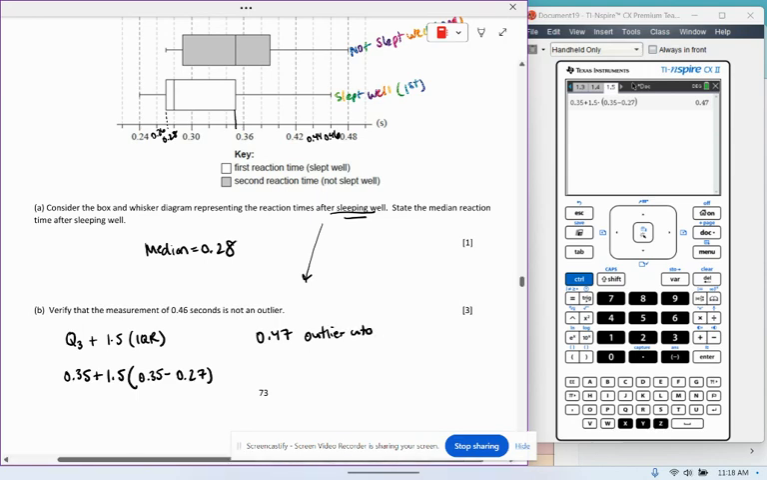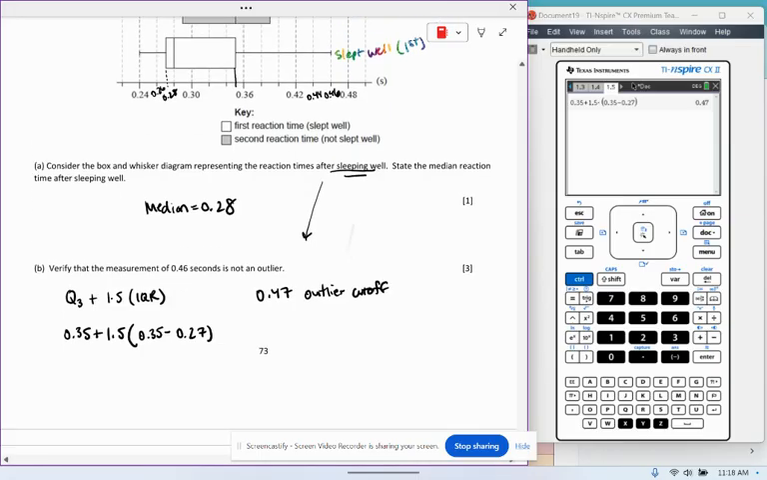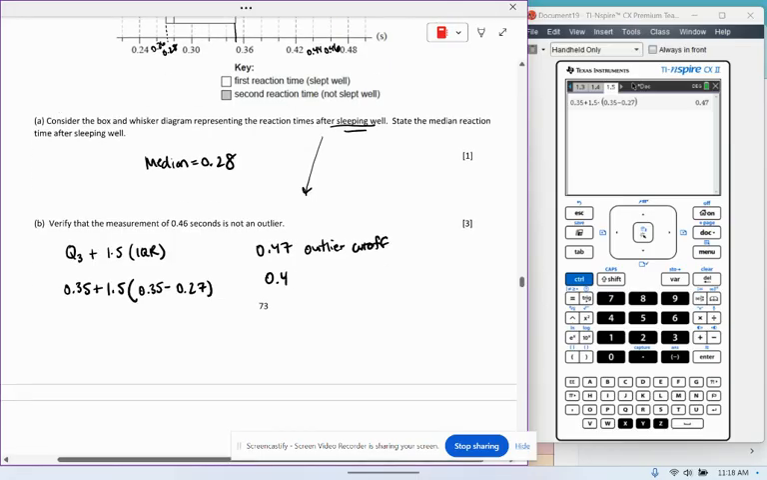I can't spell that. It's my pen. It won't erase it. Okay, let's just go with it. I'm trying to say cutoff. There we go. We want to verify that 0.46 seconds is not an outlier. So 0.46 is less than 0.47. Therefore, 0.46 is not an outlier.